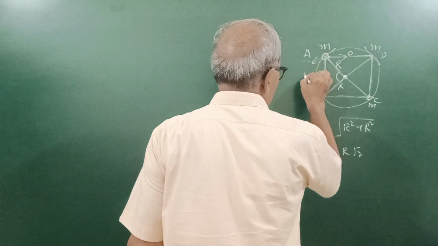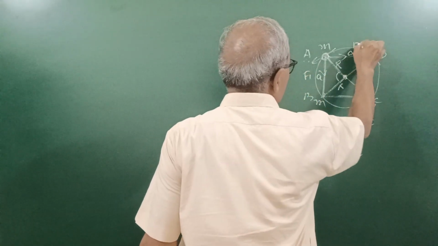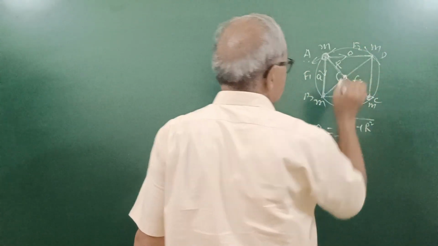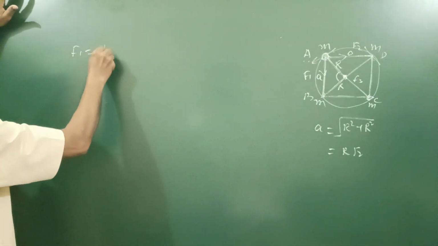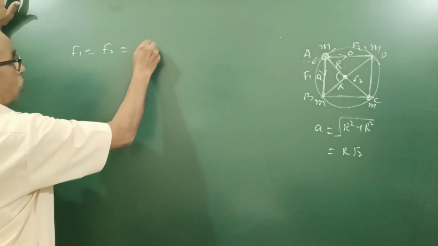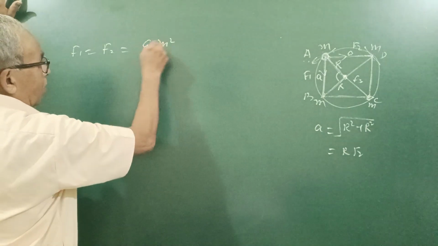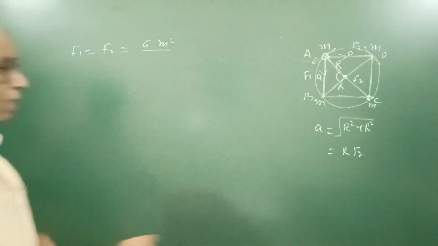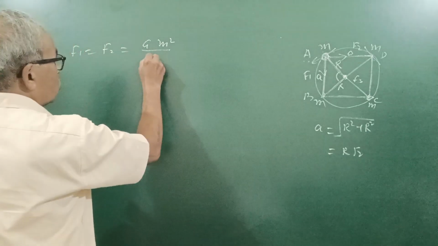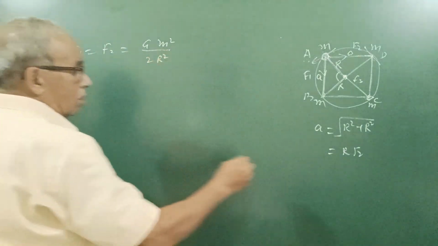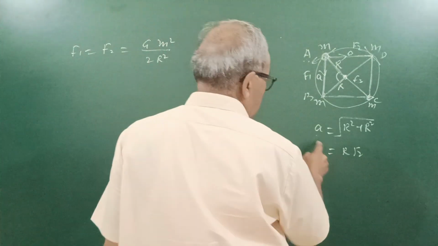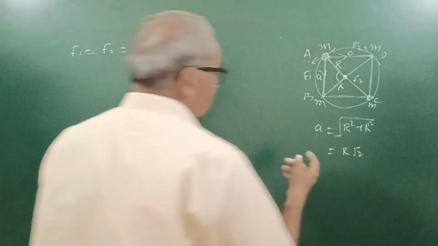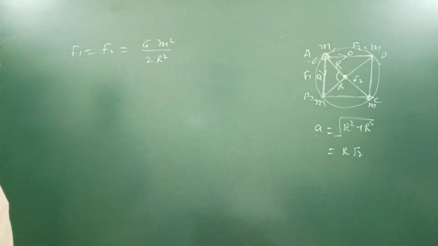Suppose this is F1, this is F2, this is F3. So F1 is equal to F2 is equal to GM² upon a², where a² equals 2R². This is a. Is that clear? R root 2 squared is 2R².